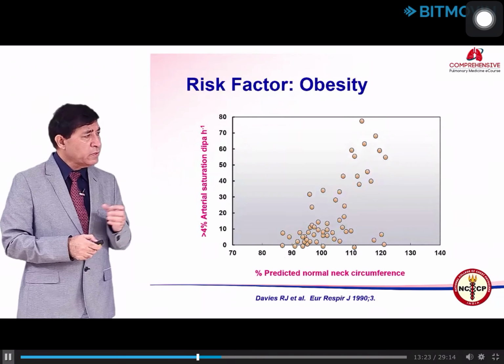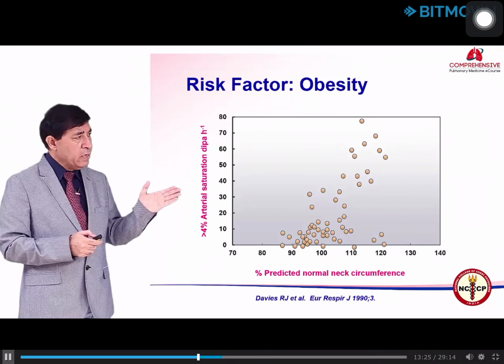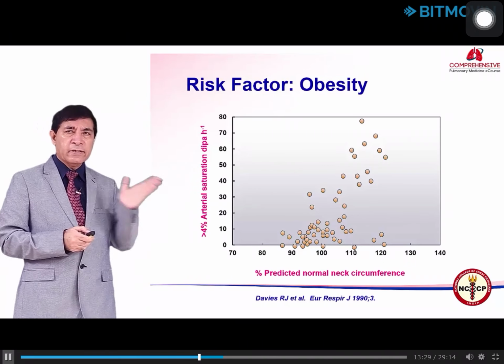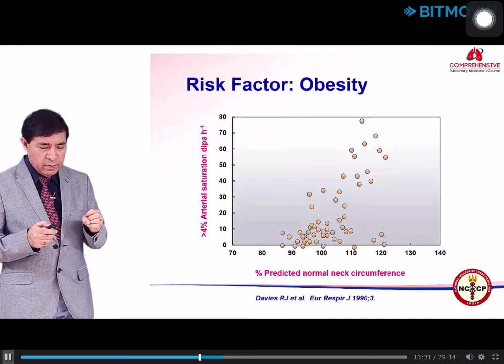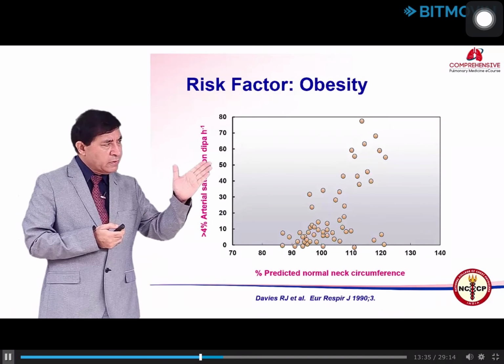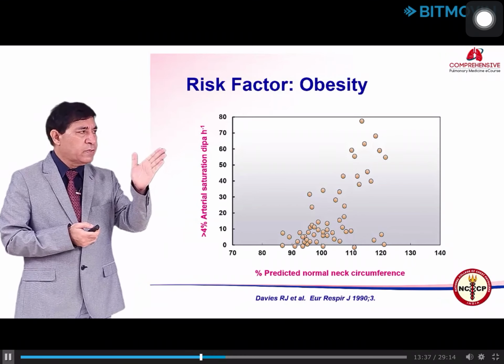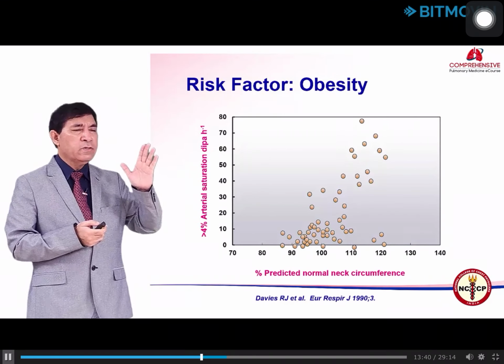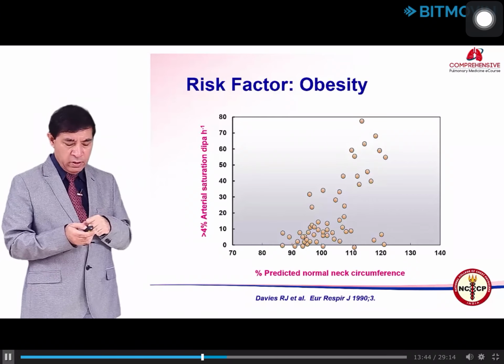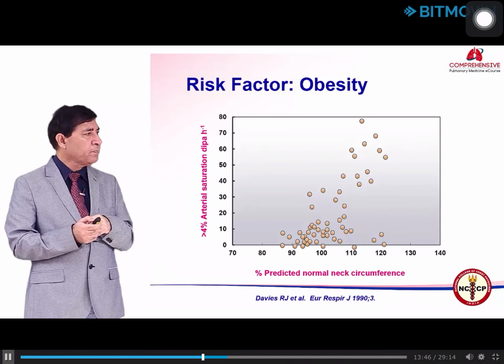Here you can see on the denominator the neck circumference, which is a representative of central obesity, and as its value goes above 100%, there is a linear increase in the severity of sleep disordered breathing, as shown by the percentage fall in the oxygen saturation during sleep.